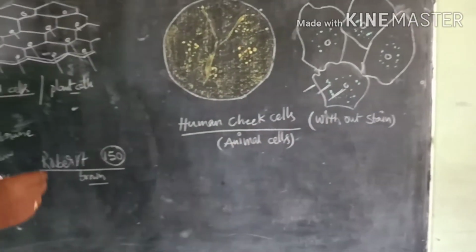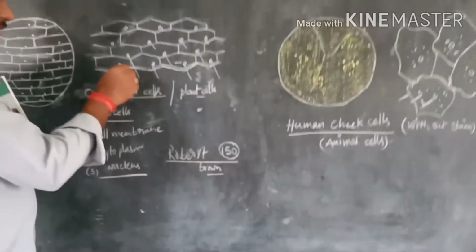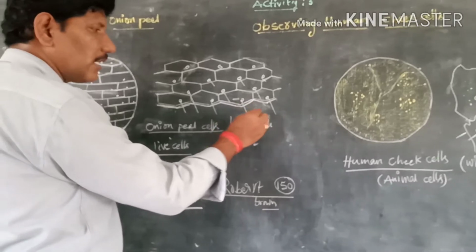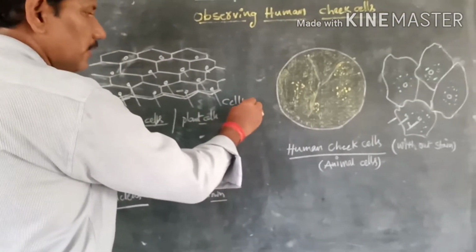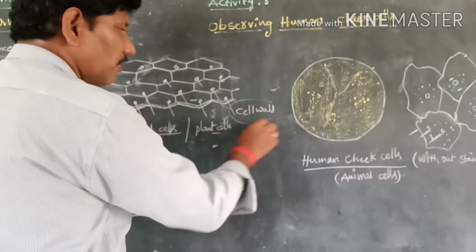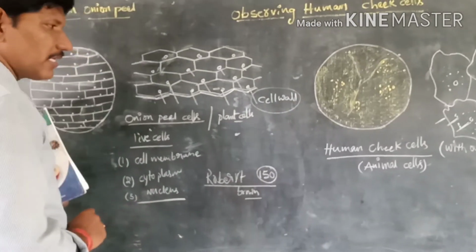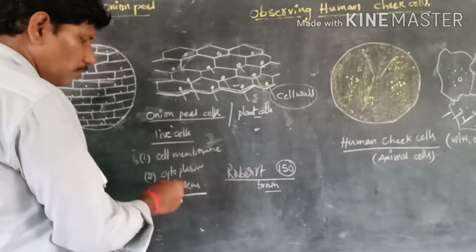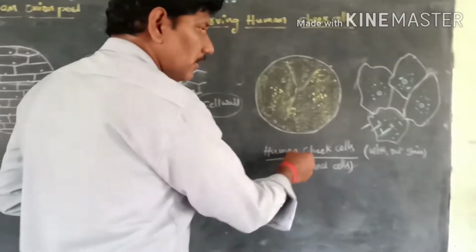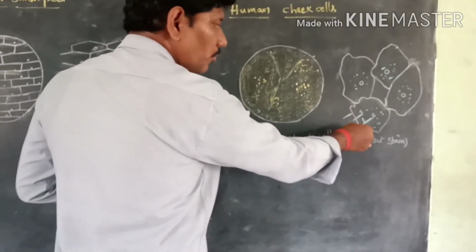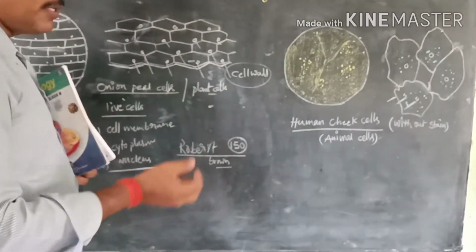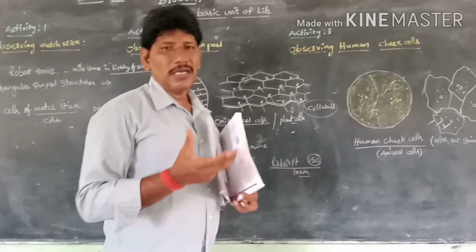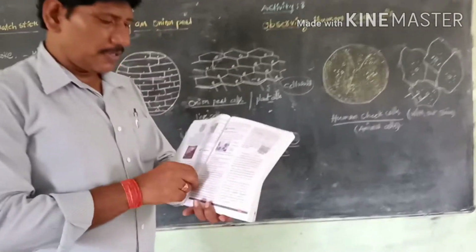Whereas the onion peel cell or plant cell has the additional layer called the cell wall. So the basic components of the plant cell or onion peel cell are four parts: cell wall, cell membrane, cytoplasm, nucleus. Whereas here, only cell membrane, cytoplasm, nucleus. The cell wall is the main difference between the plant cell and the animal cell. So this is the information provided.